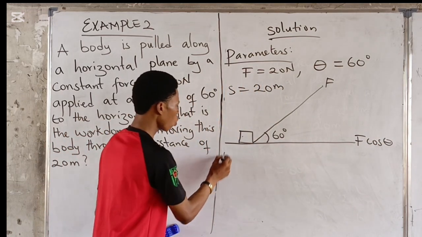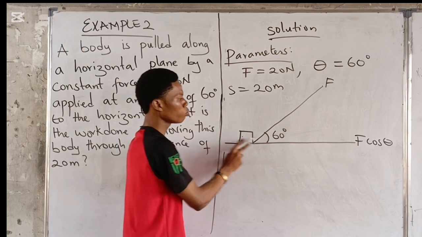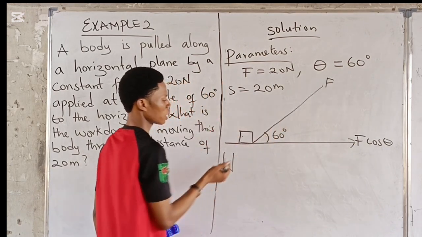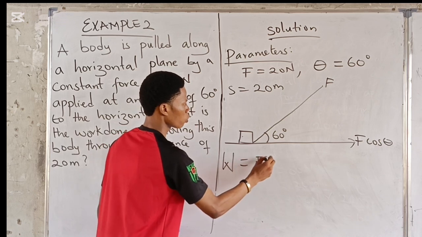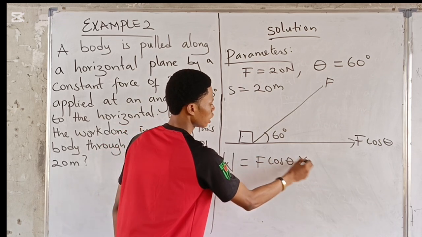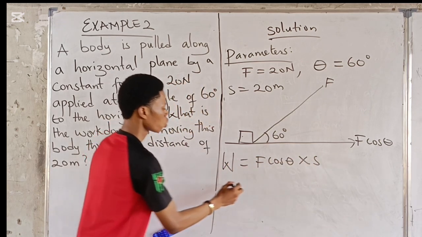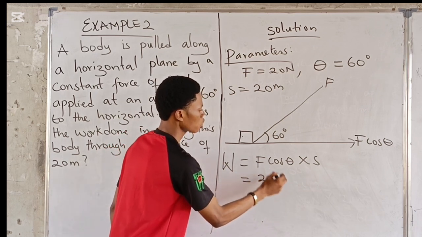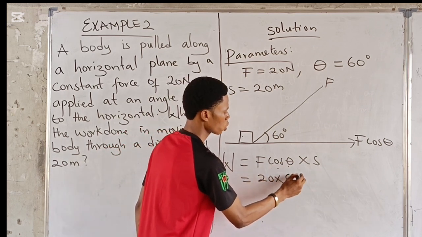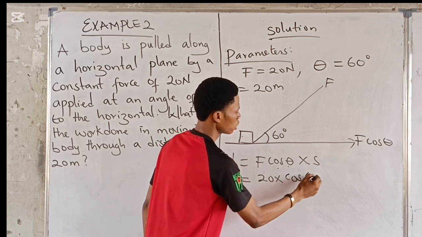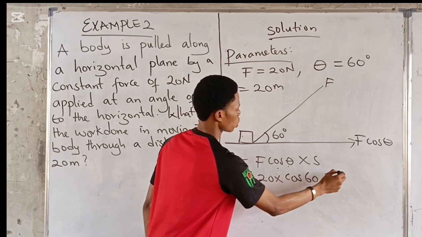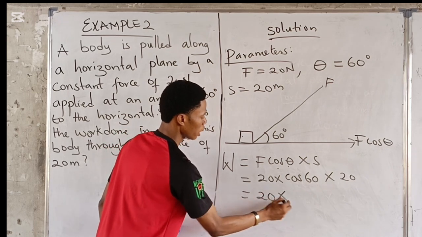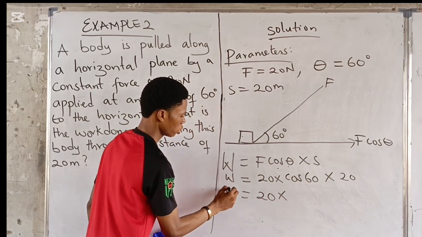So it means that the work done in pushing this object here, applying the force at 60 degrees, will be what? F cos theta times the distance. So the work done here will be F, force is what? We're given as 20, times cos theta. That is cos 60. Then times the distance, which is 20.